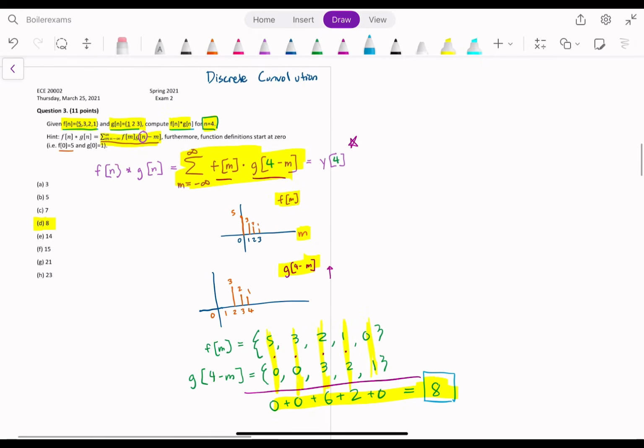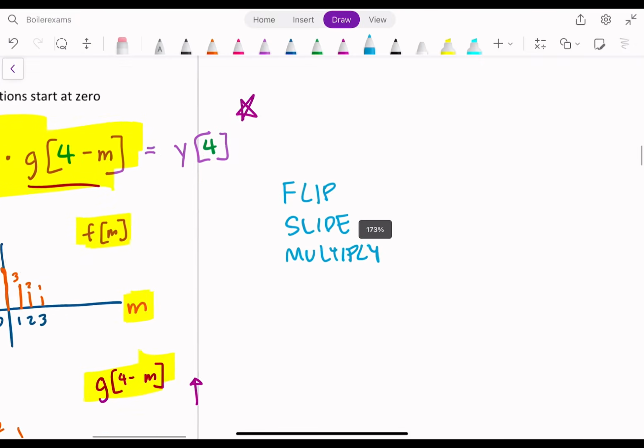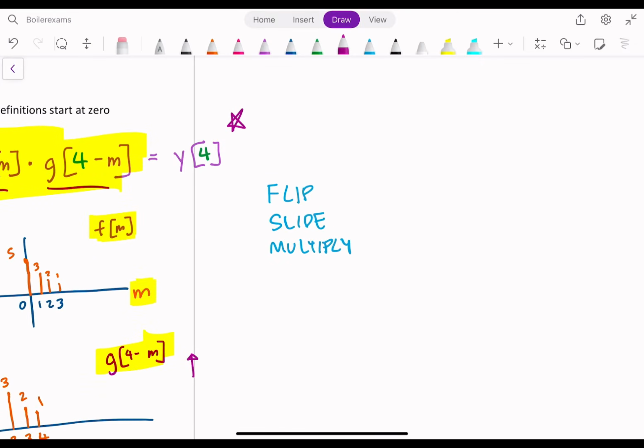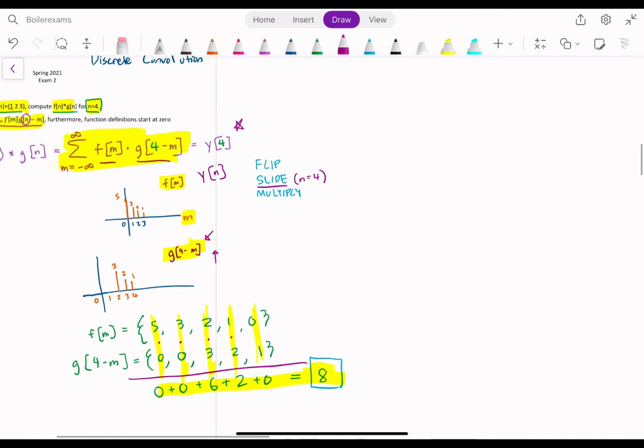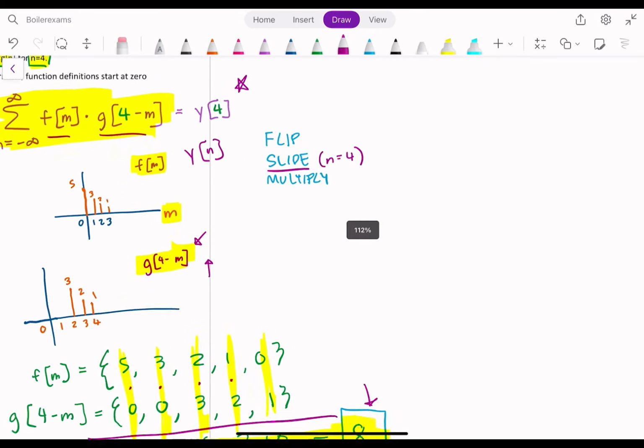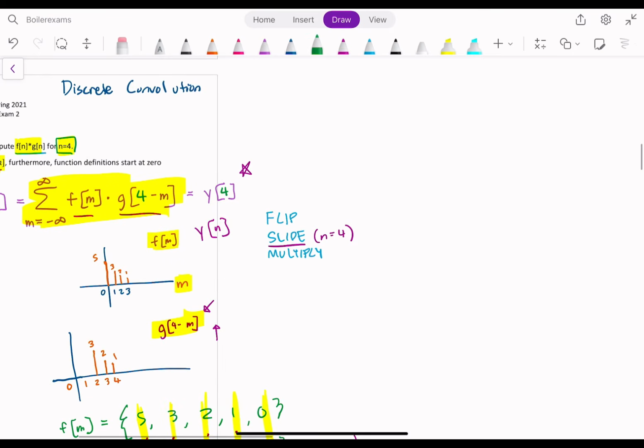And so what convolution is, is flip, slide, multiply, right? You flip g of n onto this new m-axis, and then you slide it with the variable n, and then you multiply those corresponding values together. Ultimately, you will get a resulting function y of n. But in this case, we had a set n value, so we did not slide our function continuously. We set it on this axis when n is equal to 4, and so we got a discrete, numerical value. But usually you will get a function of some kind.